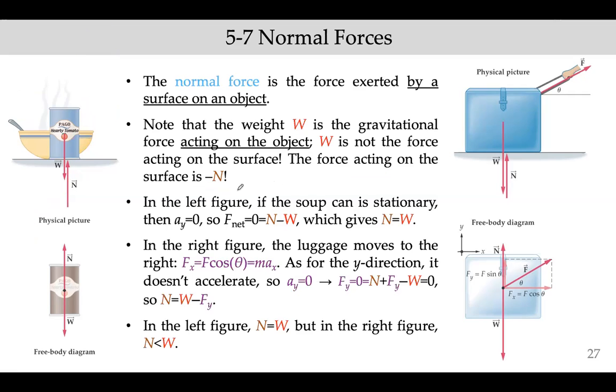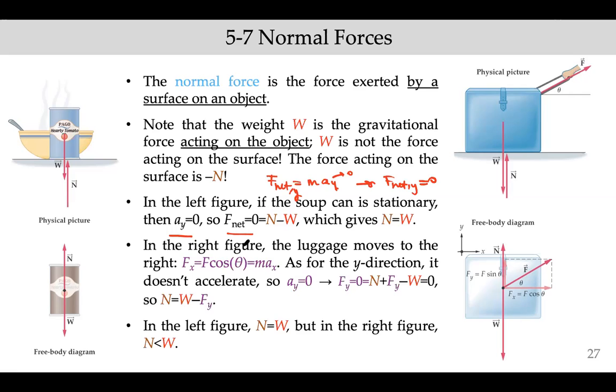Okay, so in the left figure, if the soup can is stationary, it's not really moving up or down, then the acceleration in the y direction is 0. That makes sense. It's just sitting there, it's not moving anywhere. So if you write down F net equals m times acceleration in the y direction, this is 0. That means F net is 0 in the y direction.